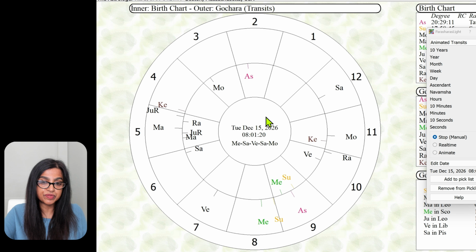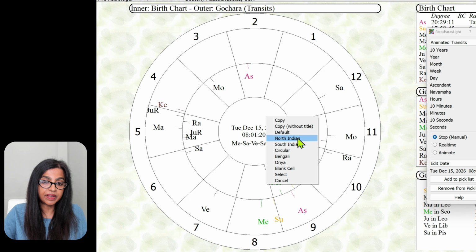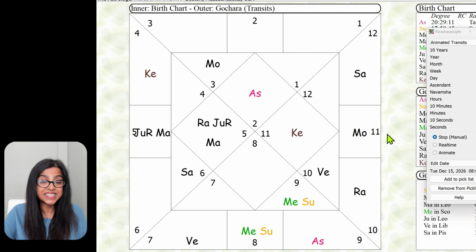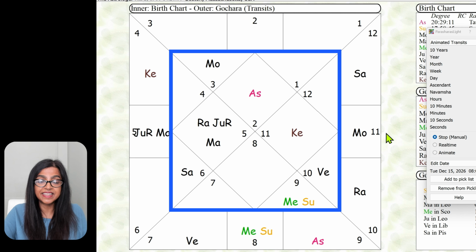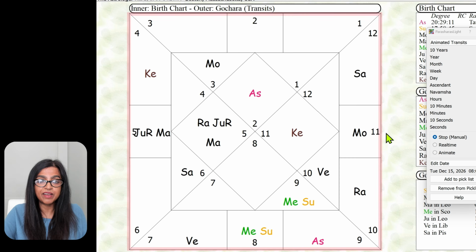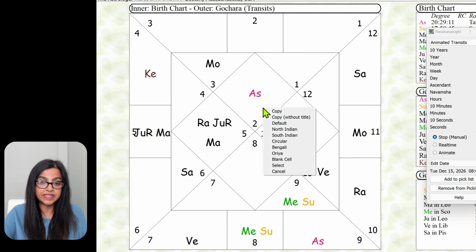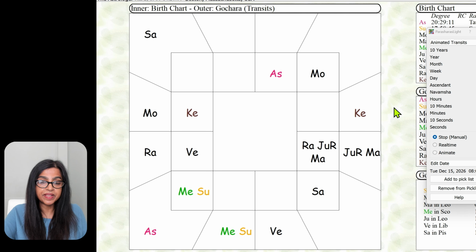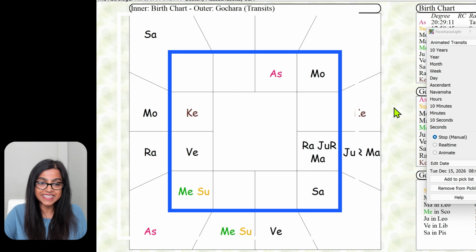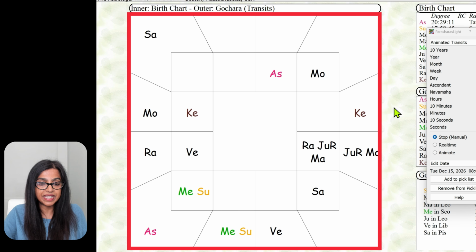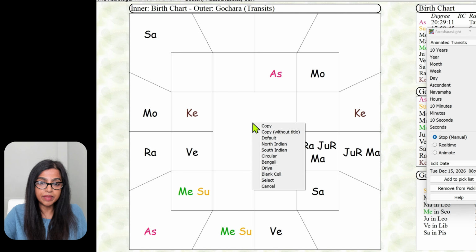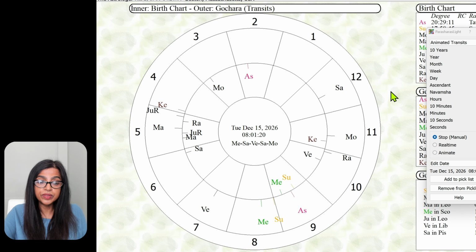However, if you just right-click anywhere and you click on North Indian, you will see the same type of composite chart. The inner chart is the natal chart, and the outer chart is the transit chart. I also want to show you this for South Indian. Same thing applies here. The inner chart is the natal chart, and the outer chart is the transit chart. I am going to go back to the circular chart only because it's the default chart, and I want to show you how this works on the default configuration.